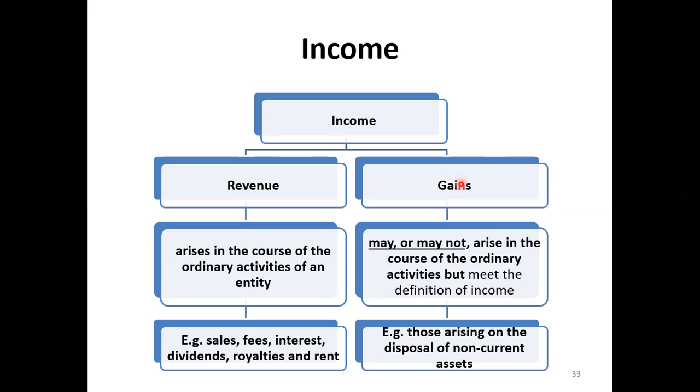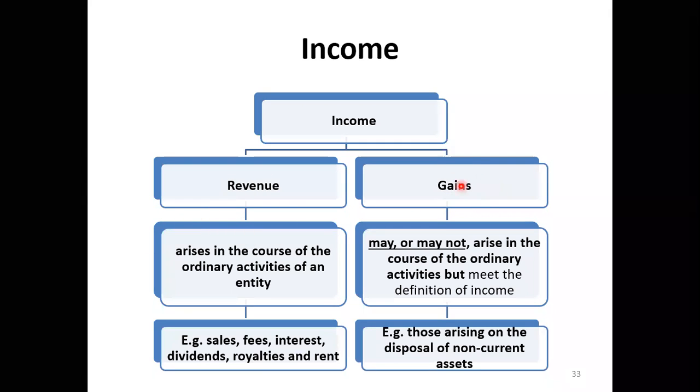Capital gain: we purchase an asset and keep the asset for a period of time, and we sell the asset and we can get a capital gain. That's called what? Capital gain. So revenue is considered as a normal course of business activities. Gains sometimes may be a normal course of business or not a normal course of business.